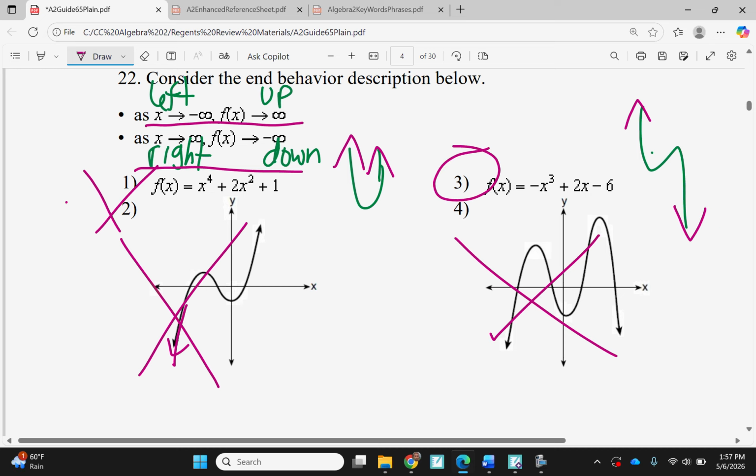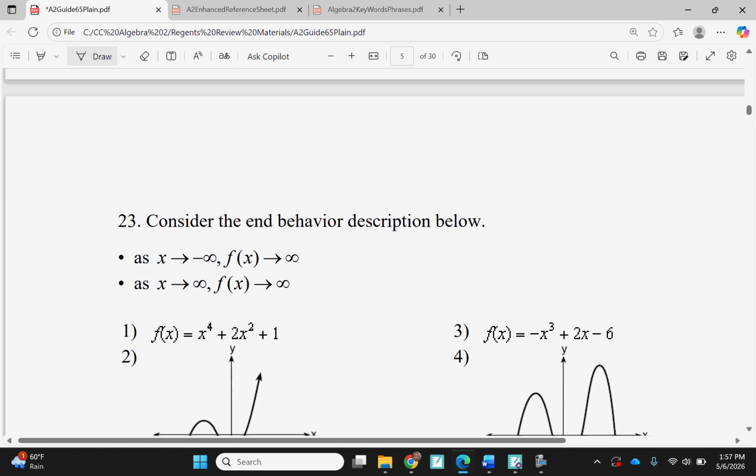As long as you understand your end behavior, it's a pretty simple topic. I know it looks confusing, but I think for the most part, students understand this. So if you don't understand this, hopefully this helped. And if not, then ask me for more help.